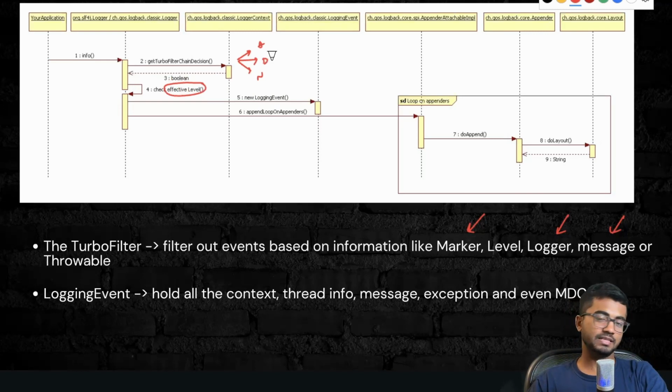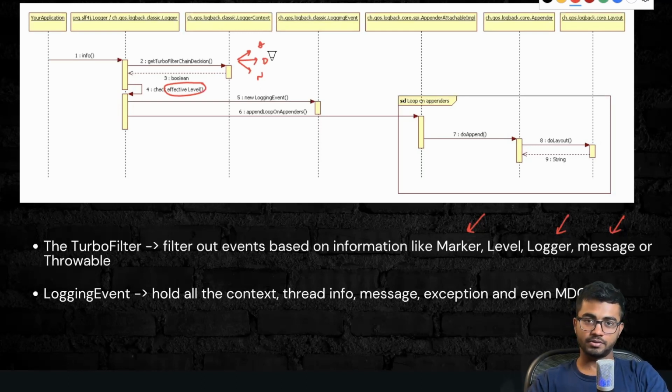So the logging event is the primary construct which holds all of the context, thread information, messages, exceptions, or even something called MDC. MDC is very interesting. MDC stores some kind of contextual information on a need-to basis. So we construct the whole logging event.